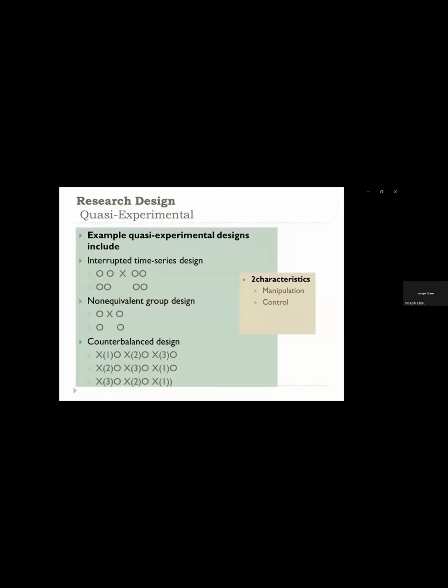Another design is the counterbalance design. And this one can be very effective when you want to do multiple treatments and you give each group a different regimen of the treatment and then compare them so you can see what the effect is. Now, this is a great design.